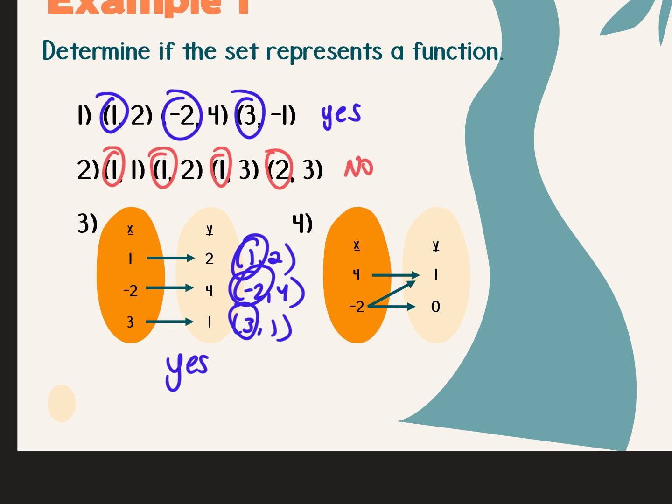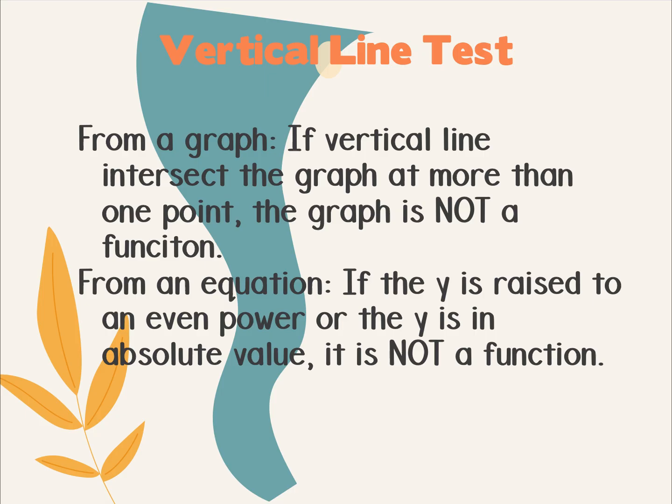All right, look at the next one. What is 4 connected to? 1, all right. What is -2 connected to? 0. So when I look at my x values, what do you notice? They repeat. So is this a function? No, all right. X values cannot repeat. So if you have ordered pairs or charts, your x's can't repeat. Graphically, you can tell if x's repeat. I'll show you here in a second.